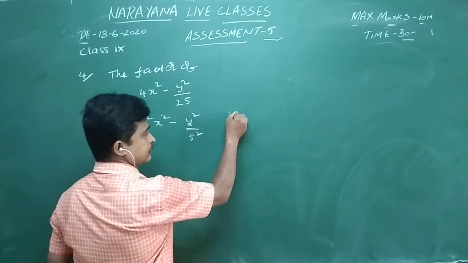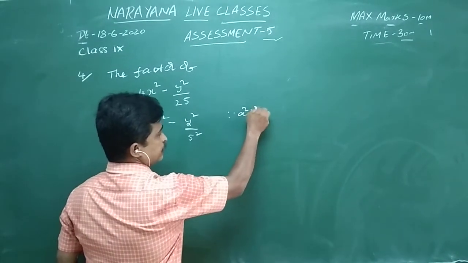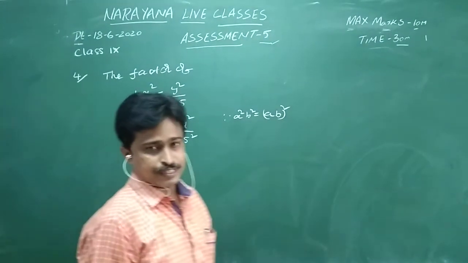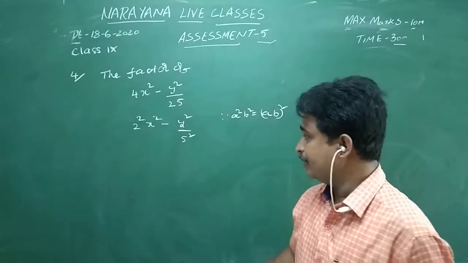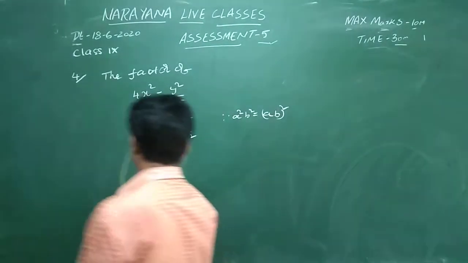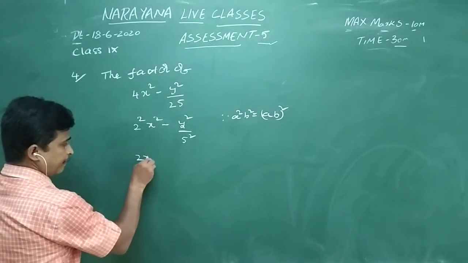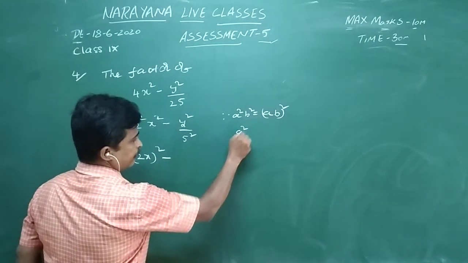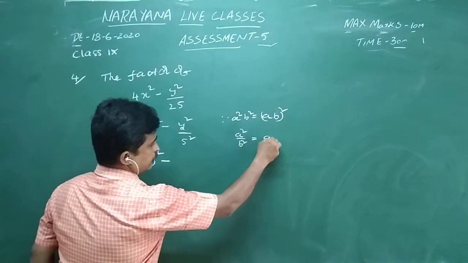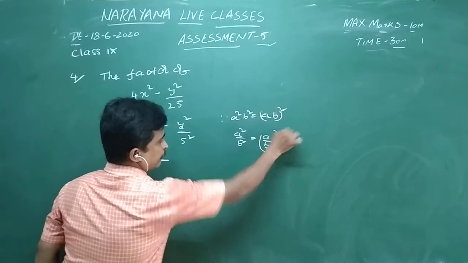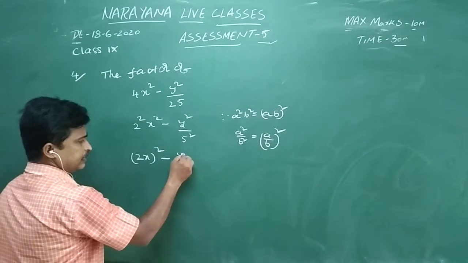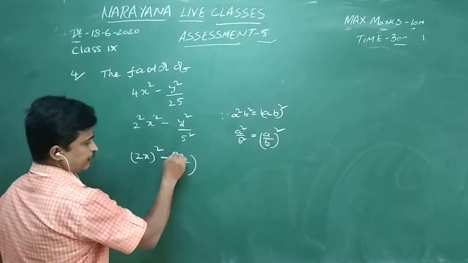Since a square into b square is equal to ab whole square, that's why we can write this as 2x whole square. Minus, this is in the form of a square by b square, which is nothing but a by b whole square. Just write here, this is y by 5 whole square.